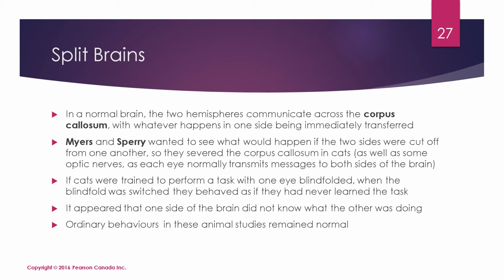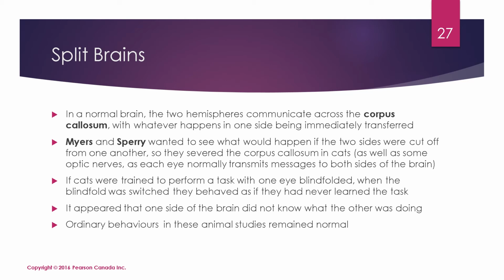Even though we said before there's that crossover where one side of the brain controls the other side of the body, and with visual information it tends to come in one eye and go to the opposite side of the brain, there are some nerves that transmit messages to both sides with each eye. What we found when they severed those nerves, so basically the right eye was only sending information to the left side of the brain, and the left eye was only sending information to the right side of the brain, is that if cats were trained to perform a task with one eye blindfolded, when the blindfold was switched, they behaved as if they had never learned the task.